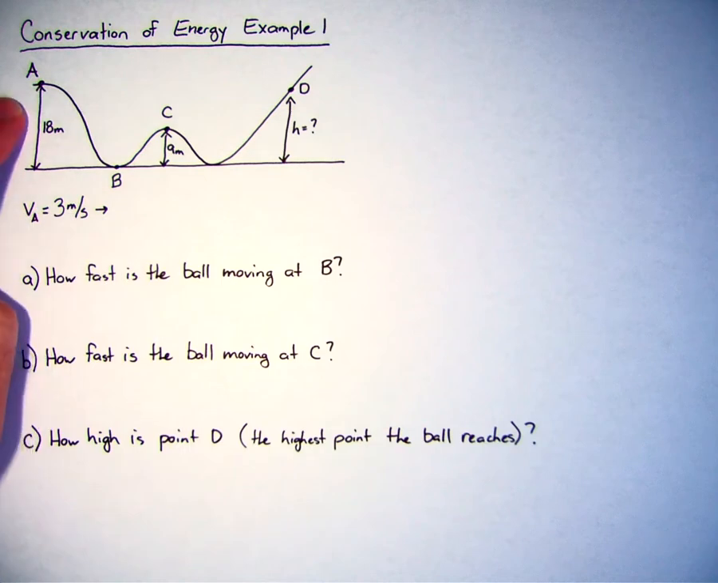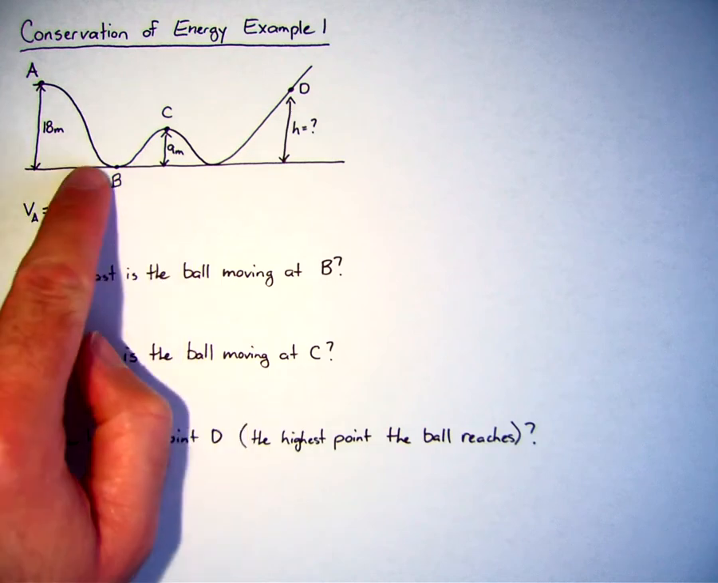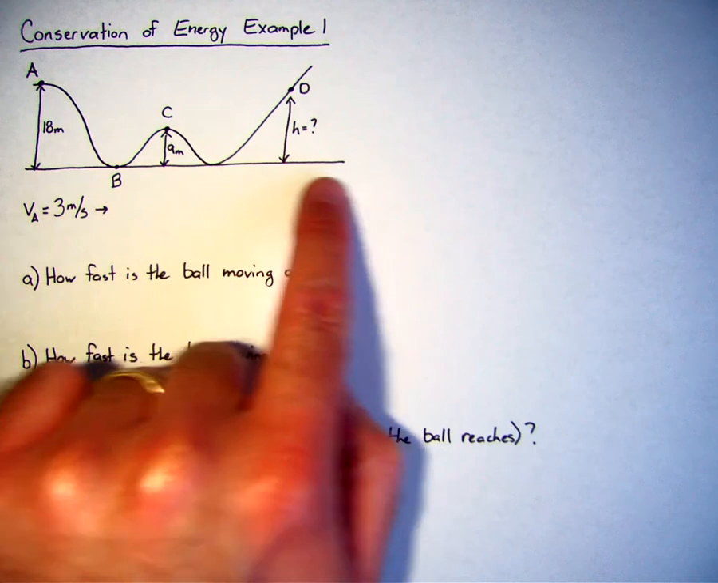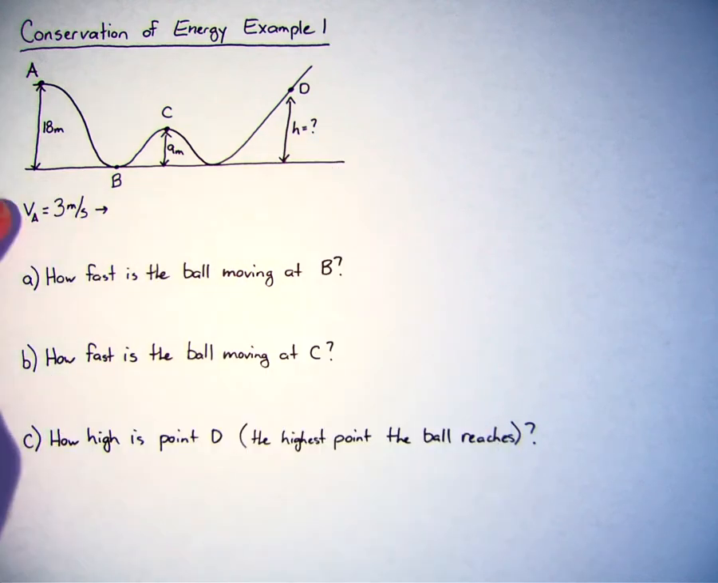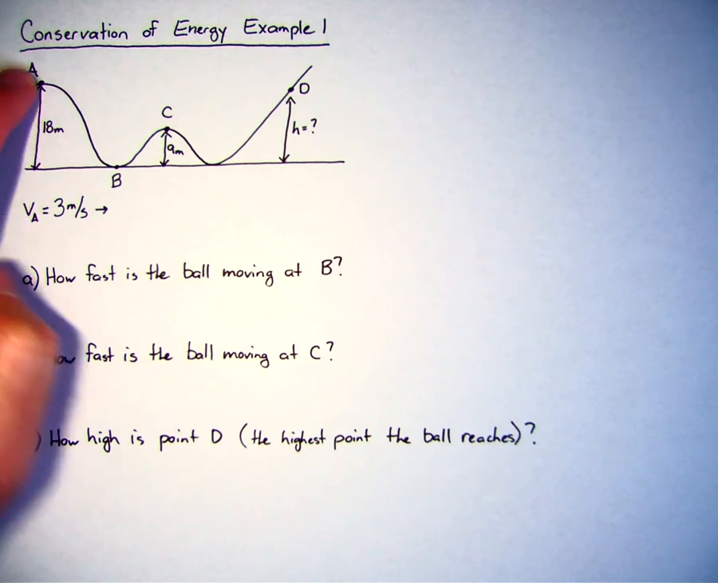I give you the height at point A, I give you the height at point C. Also point B, we're going to say is at the ground level, so we know the height right there. We don't know the height at D. The one other thing we know is the velocity of whatever object we have. So let's just say it's a ball. So the velocity of this ball is 3 meters per second to the right at point A.